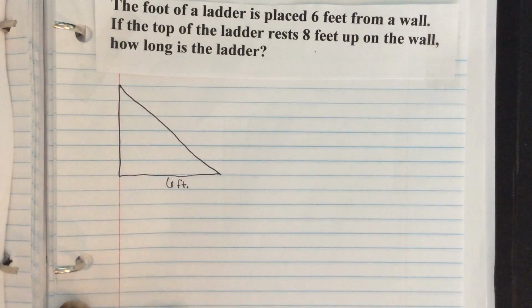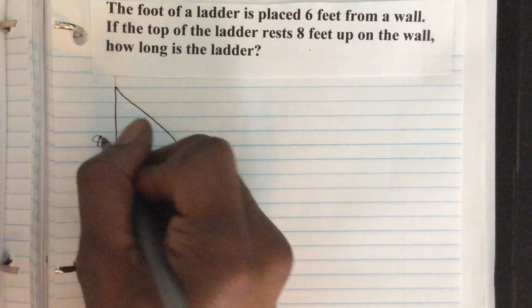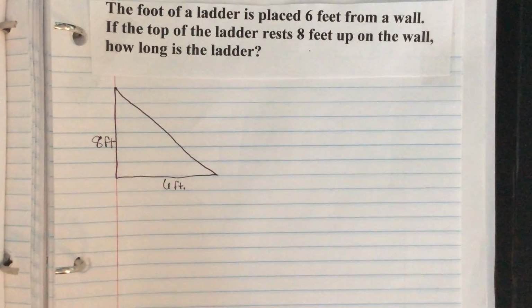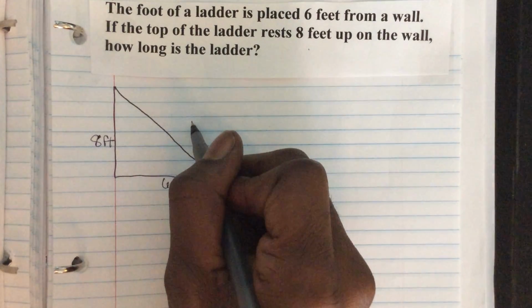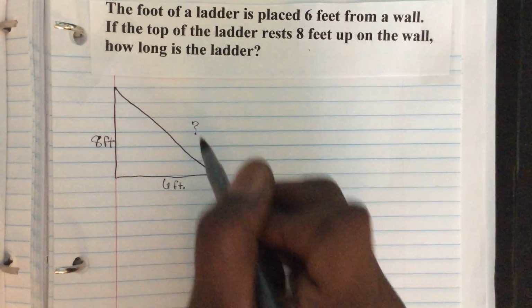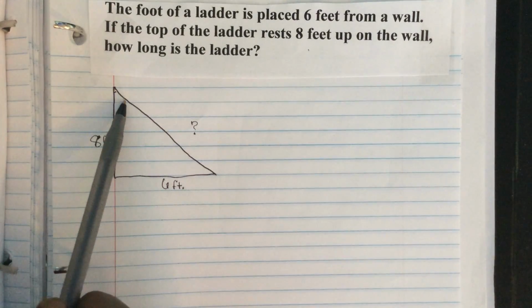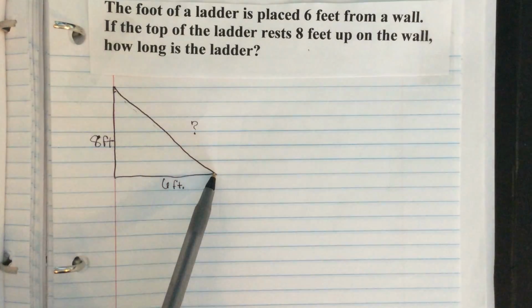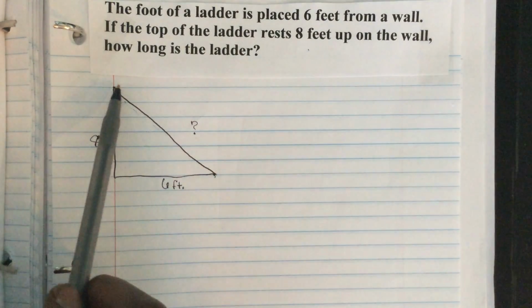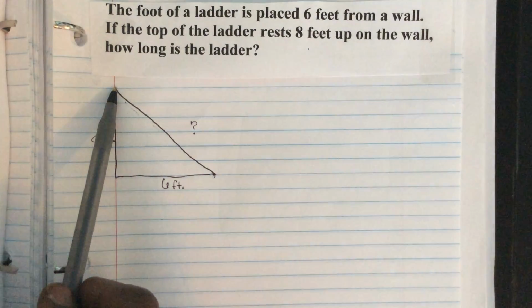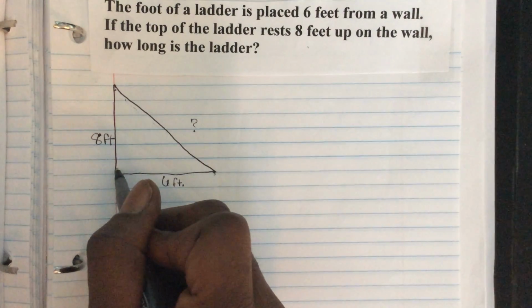They did tell me that the top of it is 8 feet, so that's 8 feet. And I'm looking for my hypotenuse. How long is the ladder? Well, now you see this is our ladder right here. This is 6 feet from the wall, and that's the top of our actual ladder on the wall. I have my 90-degree right angle.